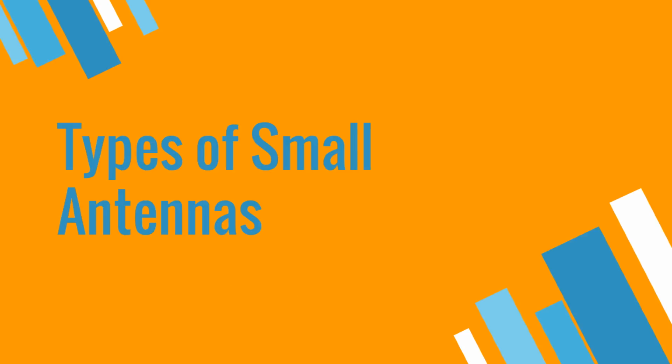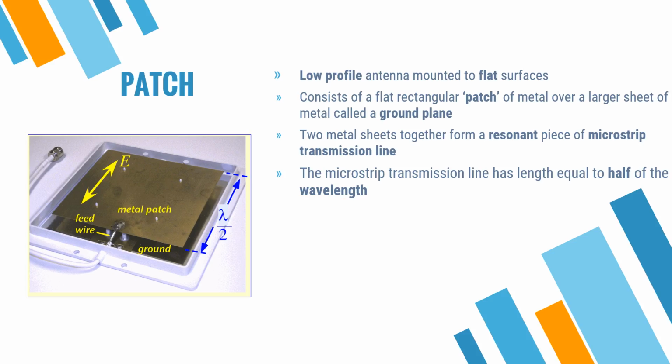We will now look at the different types of small antennas very briefly. A patch antenna is a low-profile antenna which is mounted to flat surfaces. It consists of a flat rectangular patch of metal over a larger sheet of metal called a ground plane. Two metal sheets together form a resonant piece of microstrip transmission line. This microstrip transmission line has length equal to half of the wavelength of transmission. These two metal plates also behave like a dielectric, and the distance between the two determines the bandwidth of the signal.